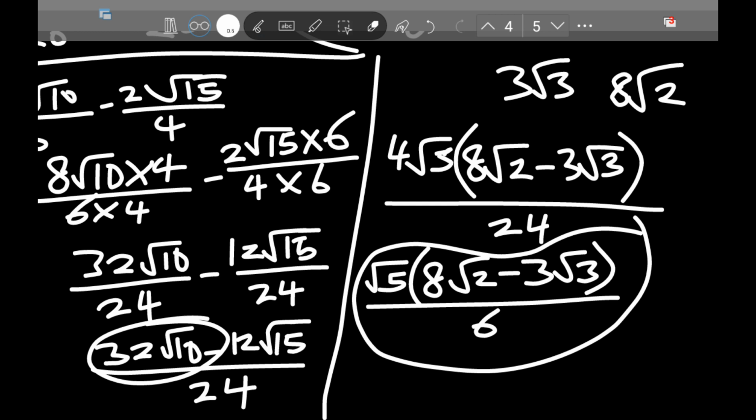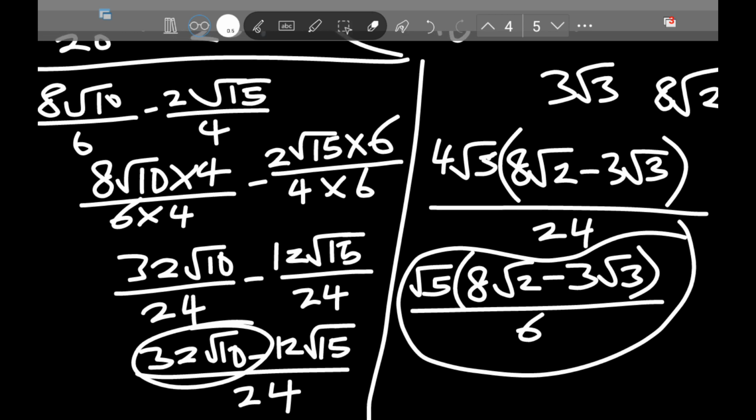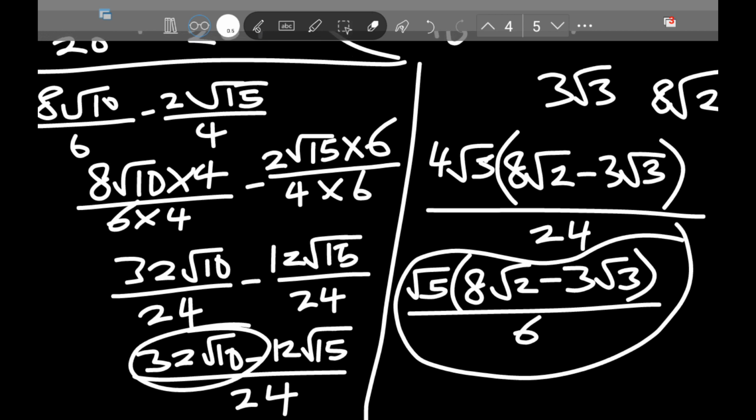This is the question here, and this is our answer here. So the answer is root 5 bracket 8 root 2 minus 3 root 3. So that's how we add or subtract surds.